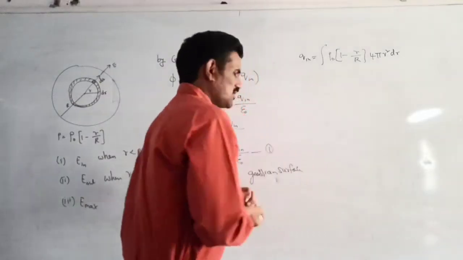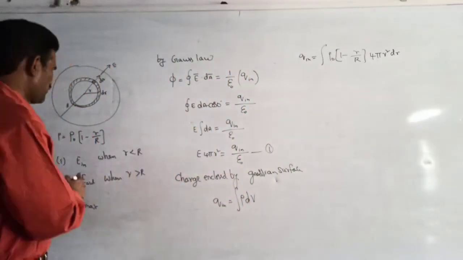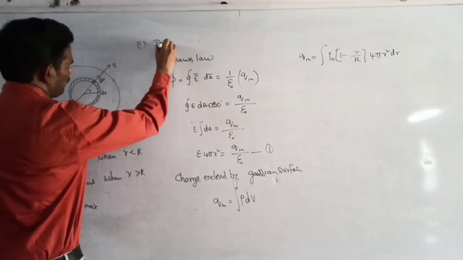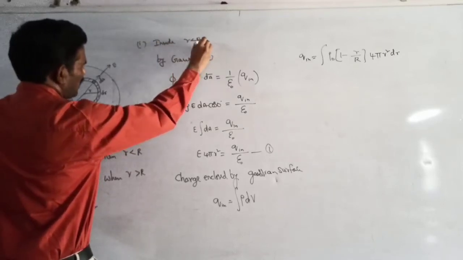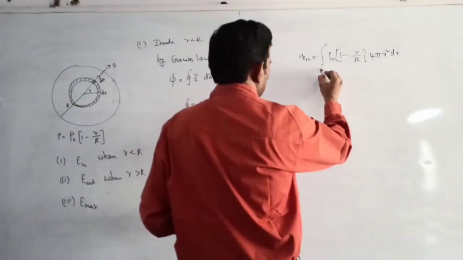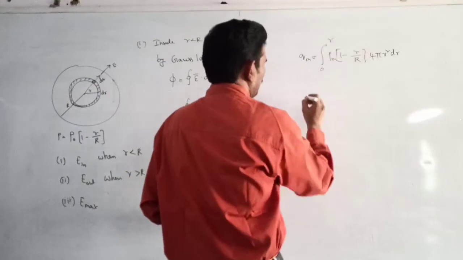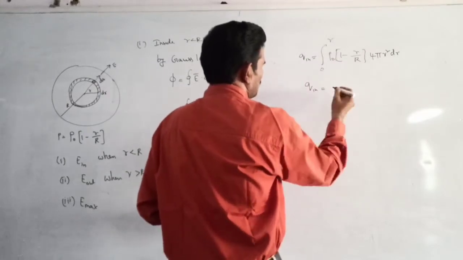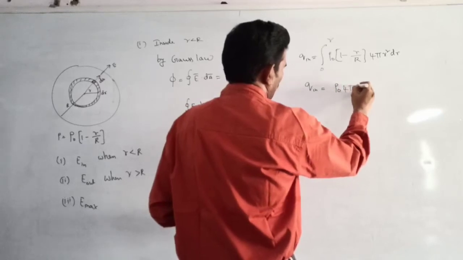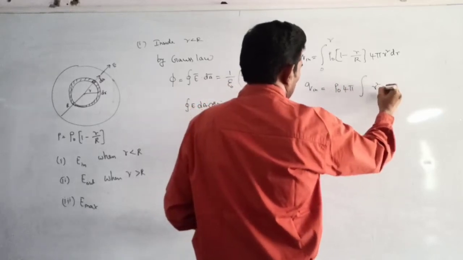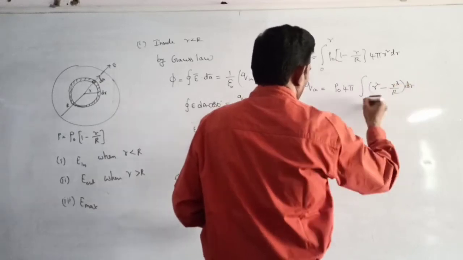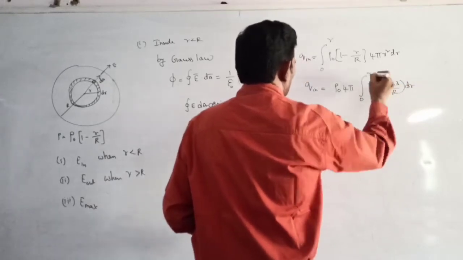As we are solving the first part here, first part means we are finding this inside, that is r less than R. And so now we should integrate this from 0 to small r. Therefore this is from 0 to r. I can write the constants outside, rho naught into 4 pi, and the integration is r square minus r cube by R, dr.